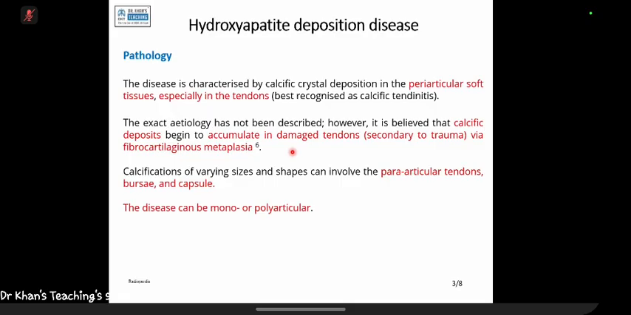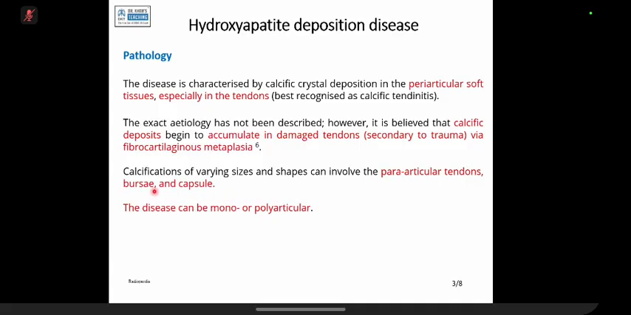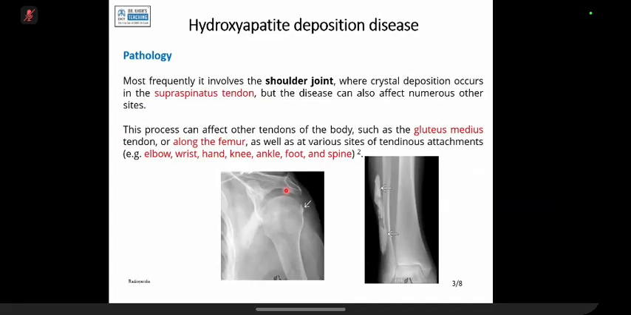So please remember, in the periarticular soft tissue, this calcification is specially deposited in the tendon. So this is a key point to remember, tendon. But they can also involve the capsule or the bursae. They can be mono as well as polyarticular. So shoulder is the most common, supraspinatus is the most common, but they can be at various sites.